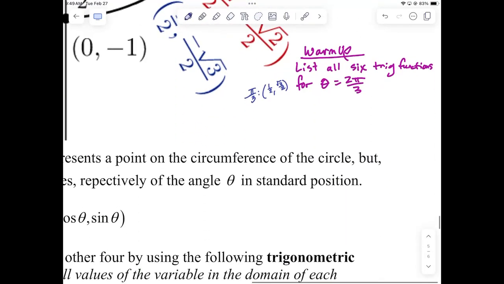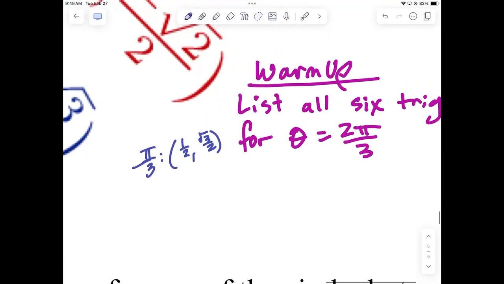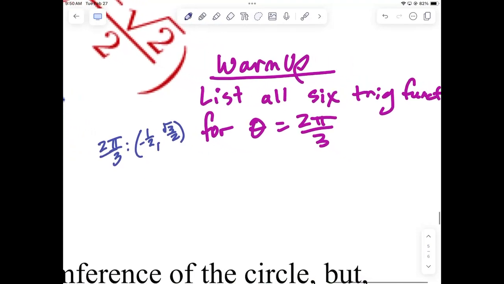Okay, so where does 2 pi thirds tell us to be? 2 is less than 3, so we're 1 short of pi in quadrant 2, where it's left and up. Left and up means that it's negative x and positive y. Would you agree? Okay, now that I have my ordered pair with the correct sign, I can start listing them.